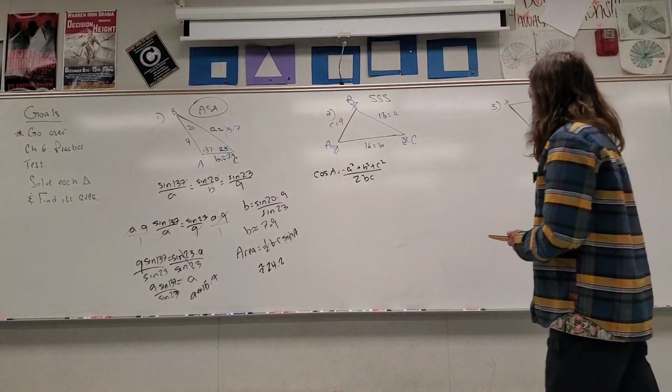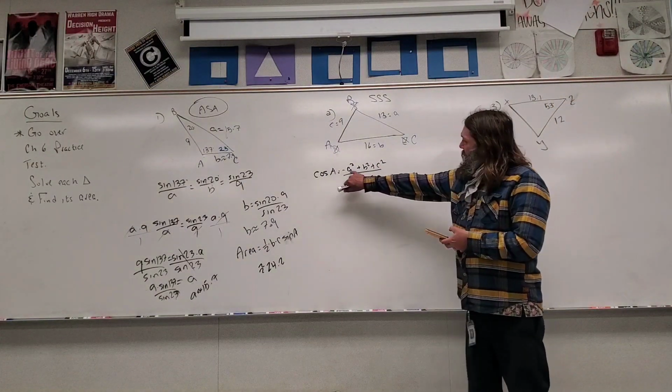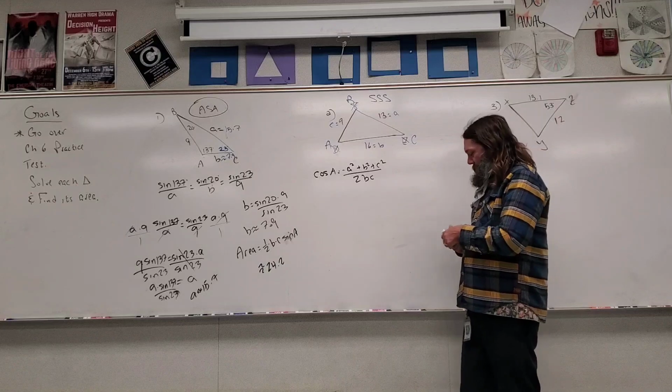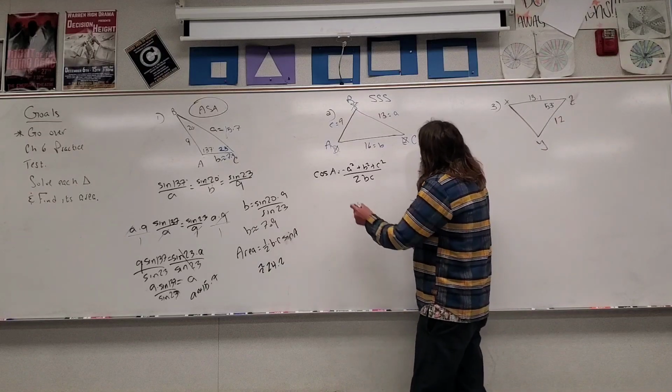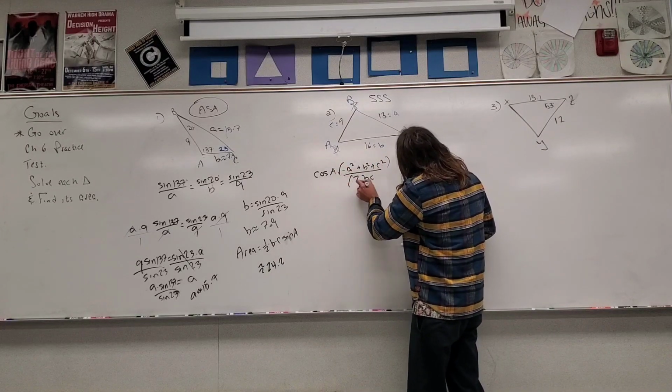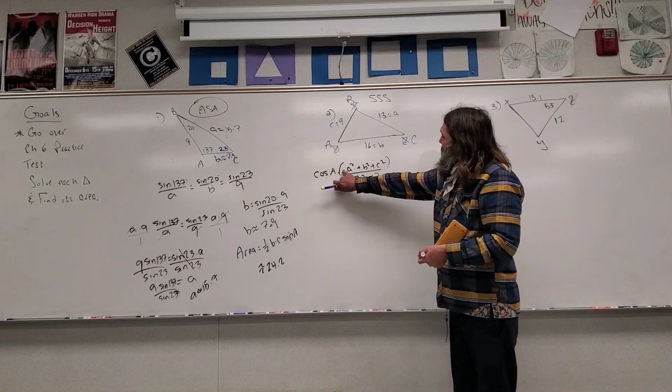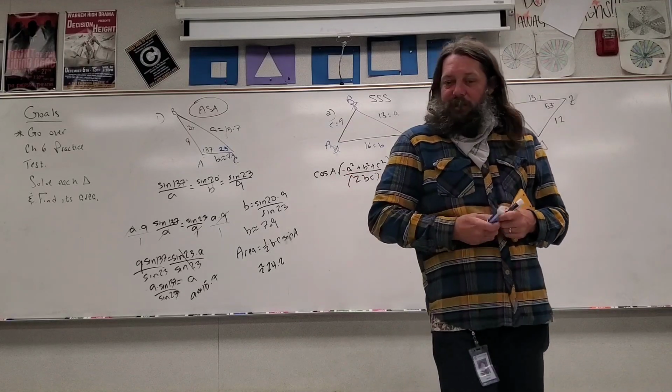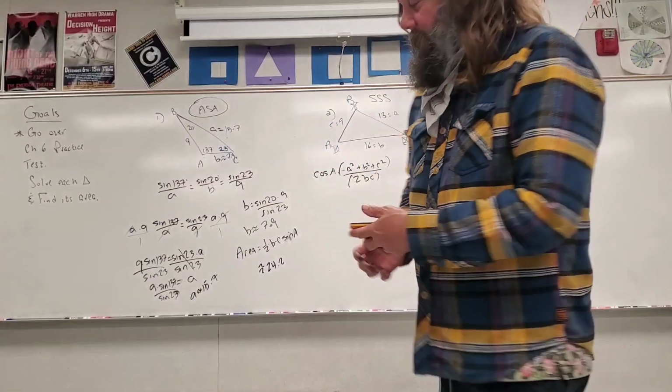Doing the inverse function. So remember you need a parenthesis around the numerator, and you need a parenthesis around the entire denominator. And that needs to be a negative sign, not a minus sign. All right, so let's find that angle A.